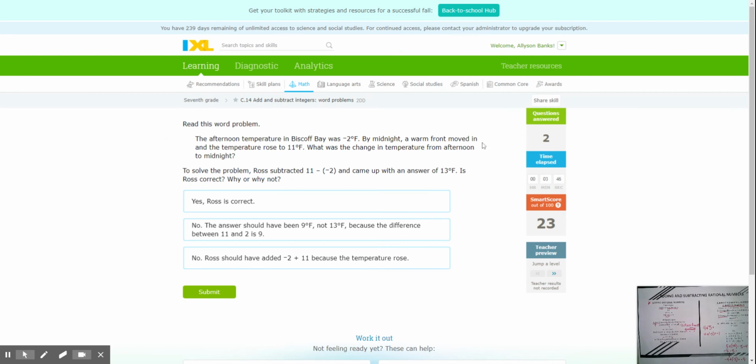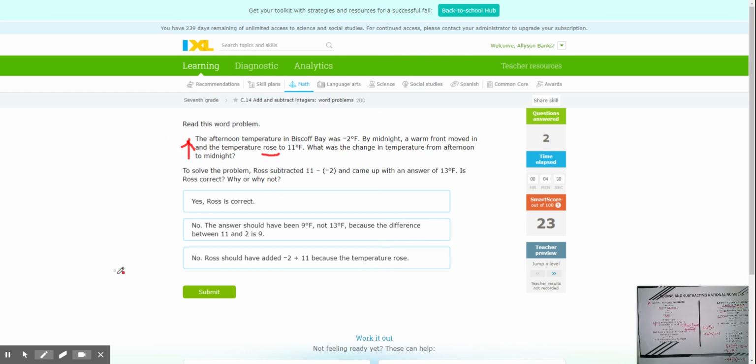By midnight, a warm front moved in and the temperature rose 11 degrees. What was the change in temperature from afternoon to midnight? Okay, so let's think about this. If it was -2, and then a warm front suggested the temperature got warmer, that means the thermometer went up instead of down. The word rose also suggests that the temperature was going upwards, right? We want to go up with the temperature, not down. What is the change in temperature from afternoon to midnight?